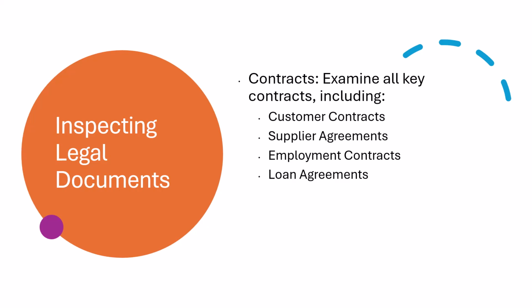Employment contracts. You want to determine whether key employees are under contract. You want to review any sort of non-compete or non-disclosure or non-solicitation agreements that protect the business. And of course, loan agreements. You want to examine the terms of any outstanding obligations that the company may be under to repay some money.